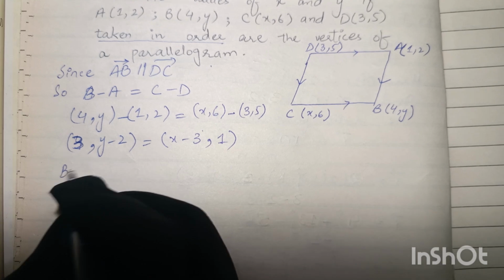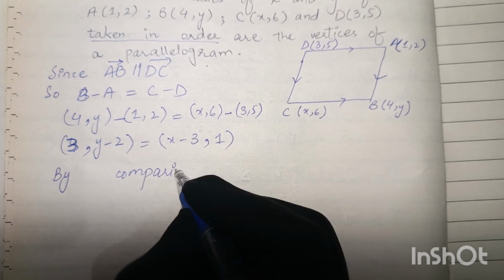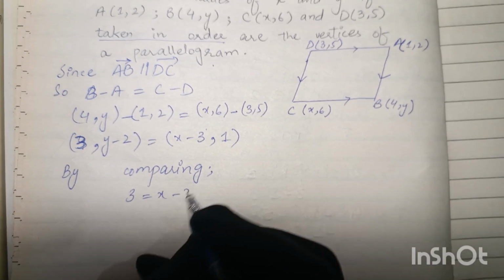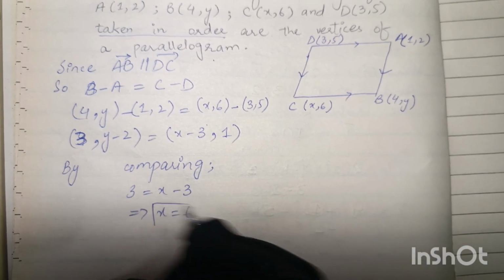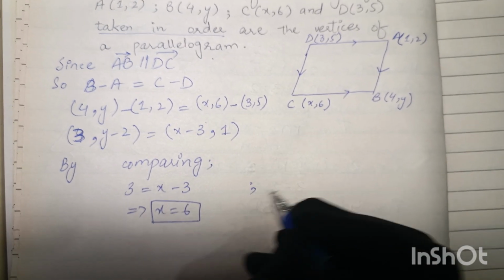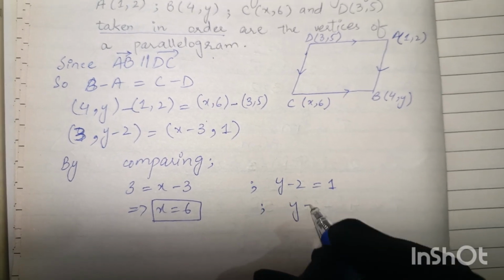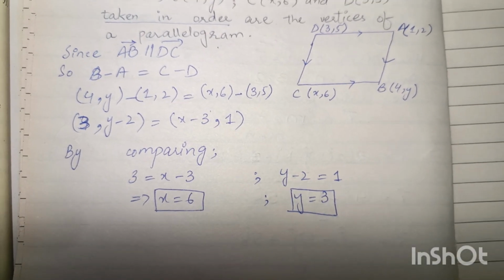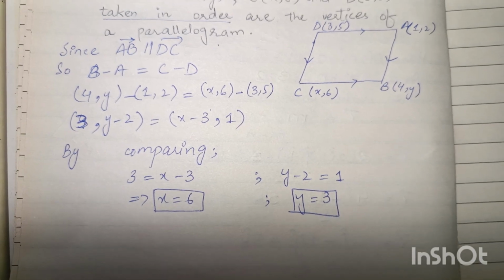So now by comparing we will find the values of x and y. 3 is equal to x minus 3, and x is equal to 6. y minus 2 is equal to 1 and y is equal to 3. So these both are our required answers, the values of x and y.